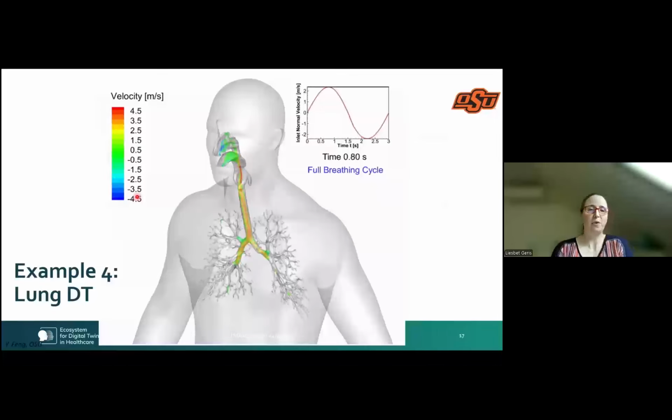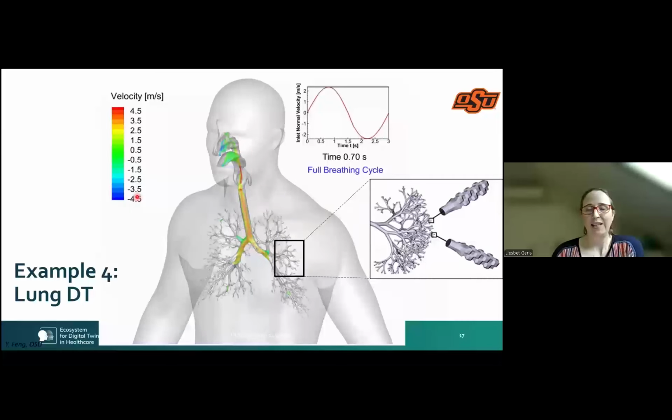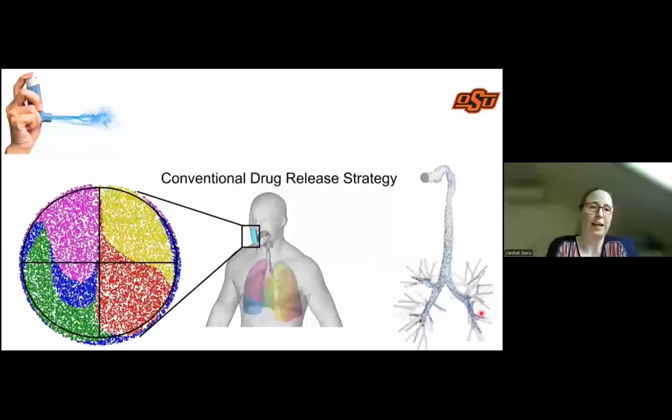Okay, example 4 is the one from the lung digital twin, also an image that you've already seen. This is from Oklahoma State University, where they have generated personalized models of the trachea. But then when you look at the alveoli, here they used an idealized shape to simulate them. And then they can simulate breathing cycles. Now, how are they using this? For instance, to look at the design of inhalers.